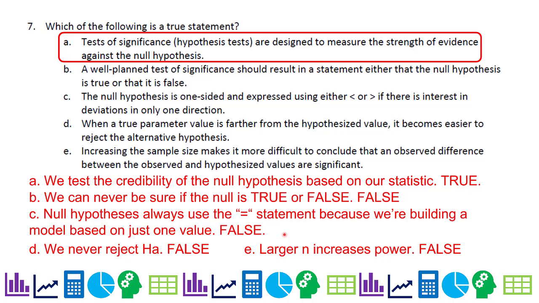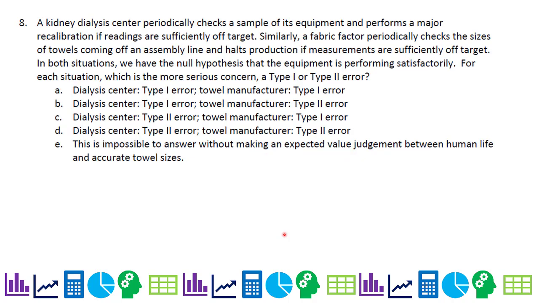Tests of significance, hypothesis tests, are designed to measure the strength of evidence against the null hypothesis. Number 8, a kidney dialysis center periodically checks the sample of its equipment and performs a major recalibration if readings are sufficiently off target. Similarly, a fabric factory periodically checks the size of towels coming off an assembly line and halts production if measurements are sufficiently off target. In both situations, we have the null hypothesis that the equipment is performing satisfactorily. For each situation, which is the more serious concern, a type 1 or a type 2 error?